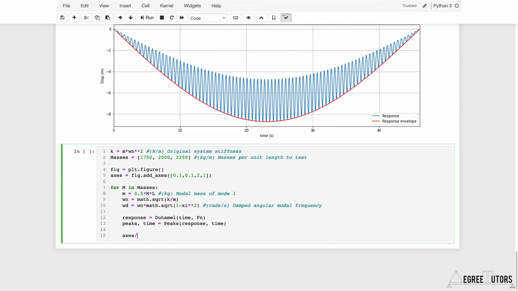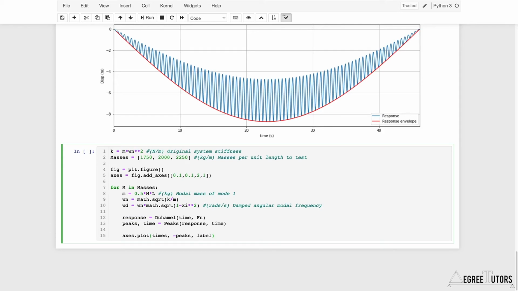So axes dot plot, and we're plotting times against the negative, don't forget, of the peaks. So this is where this comes in handy, right? I don't want to plot time versus response because I'm going to end up with a mess of 3 different oscillations that are fairly similar, lying on top of each other. It's going to be very hard to make out what's going on. But if I plot the peaks, I'm just going to get 3 clean lines that are sort of just offset from each other. So it gives me a much clearer picture of what's happening. So we'll say, time versus negative of peaks.